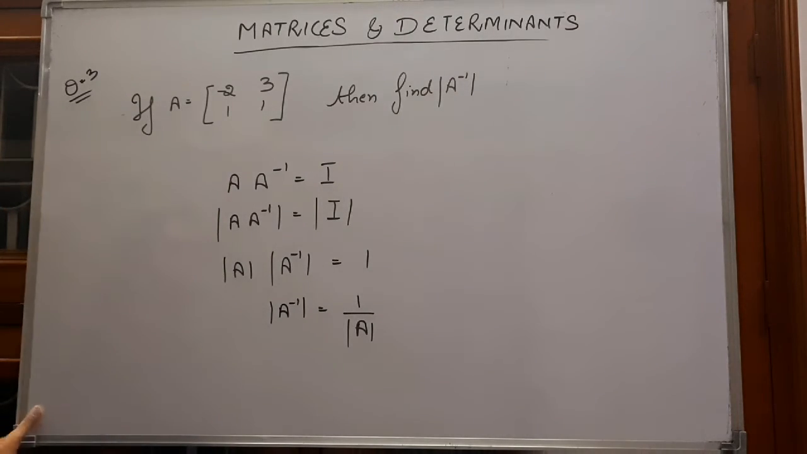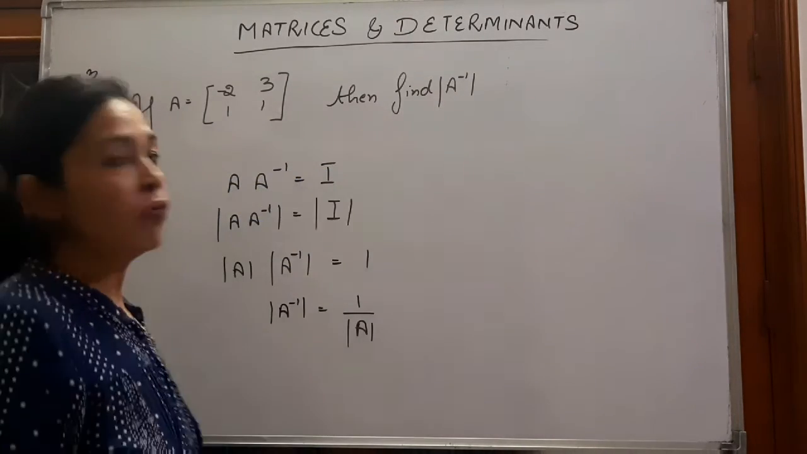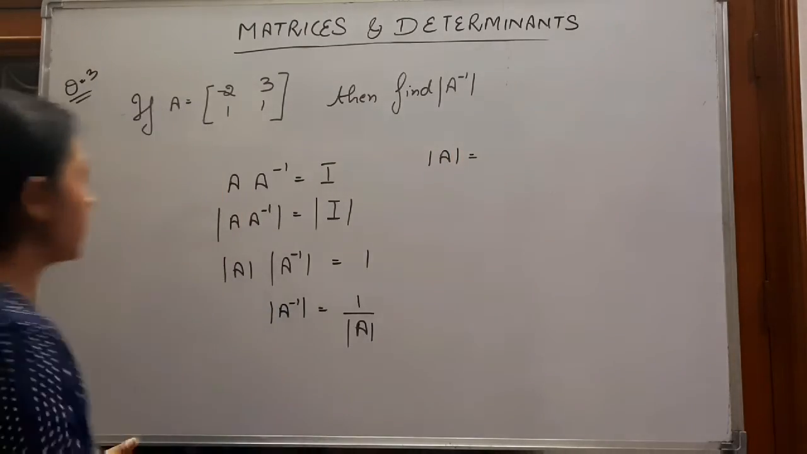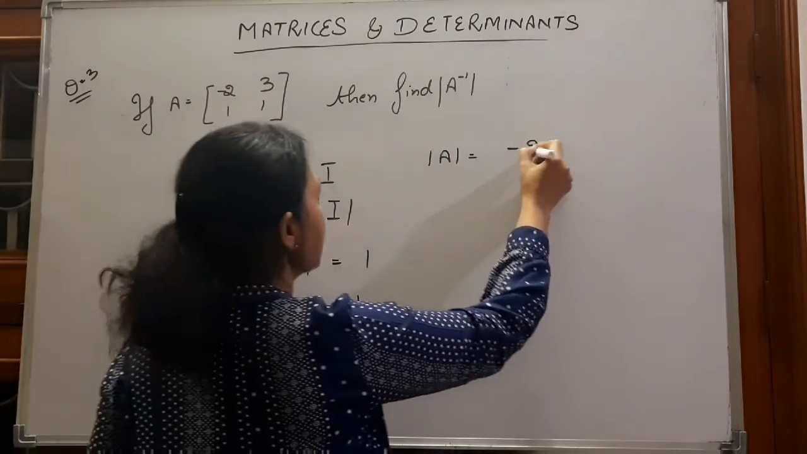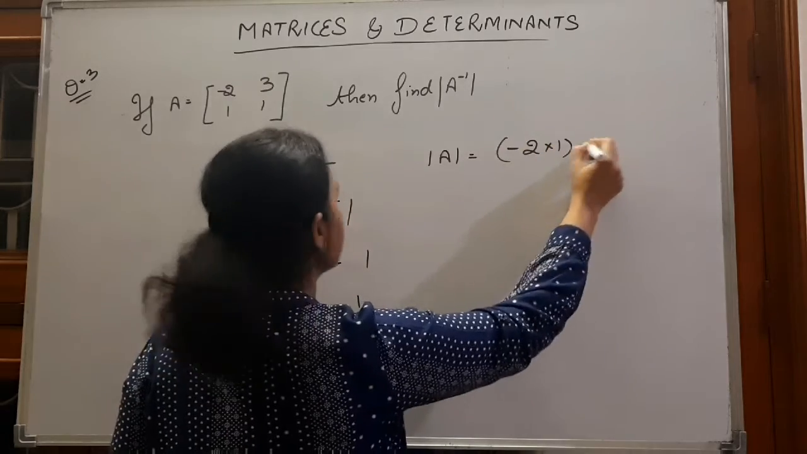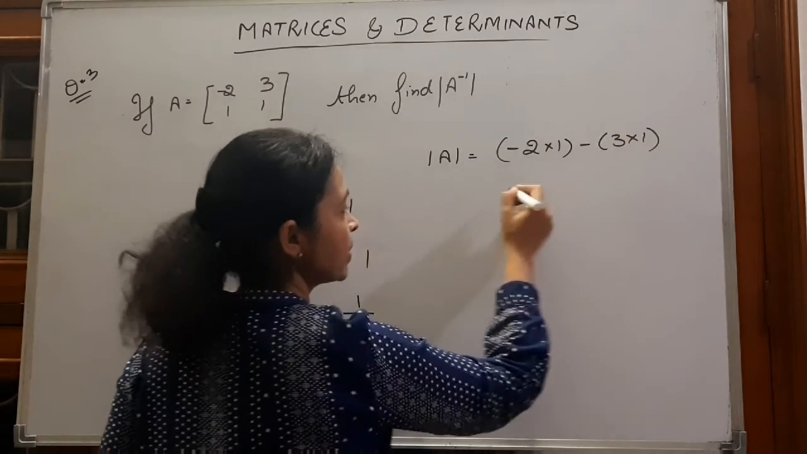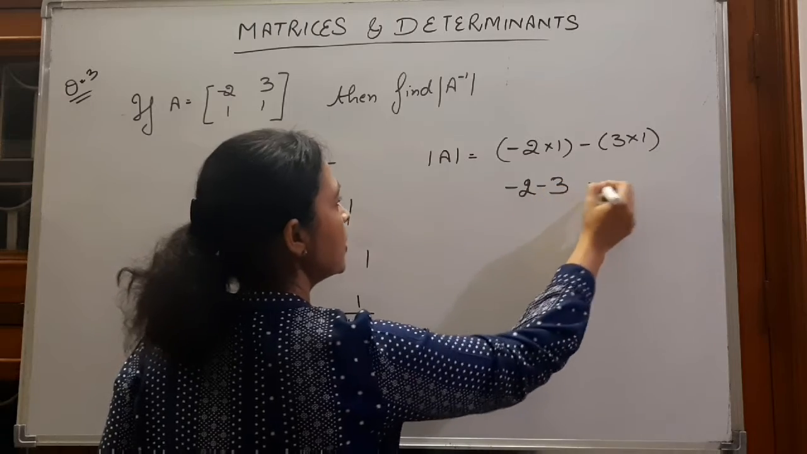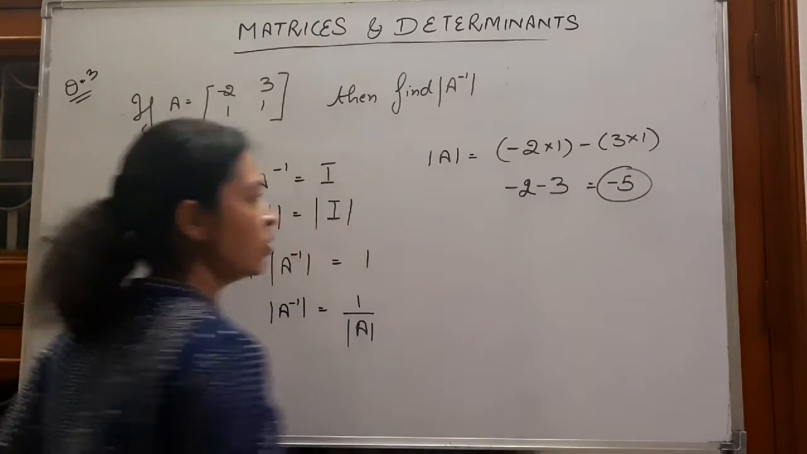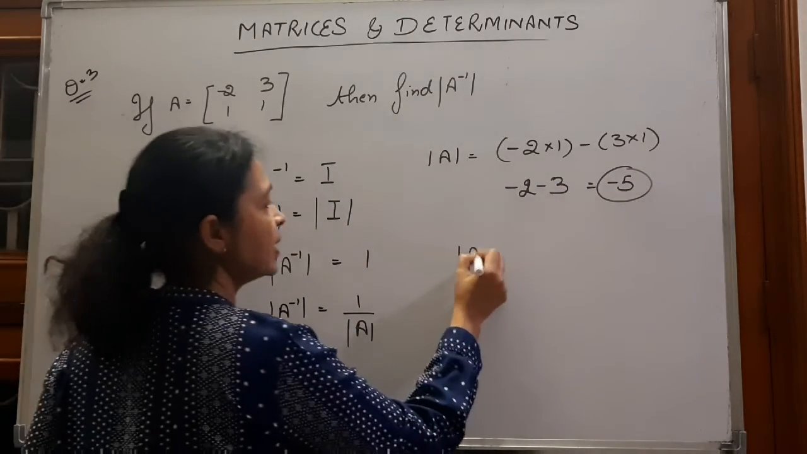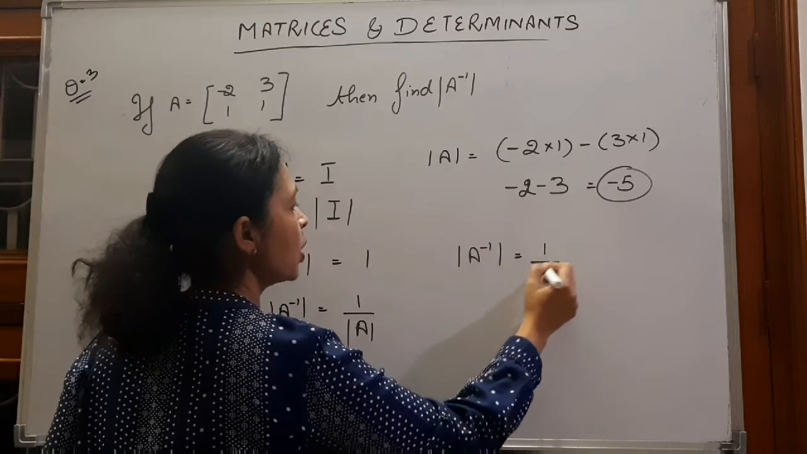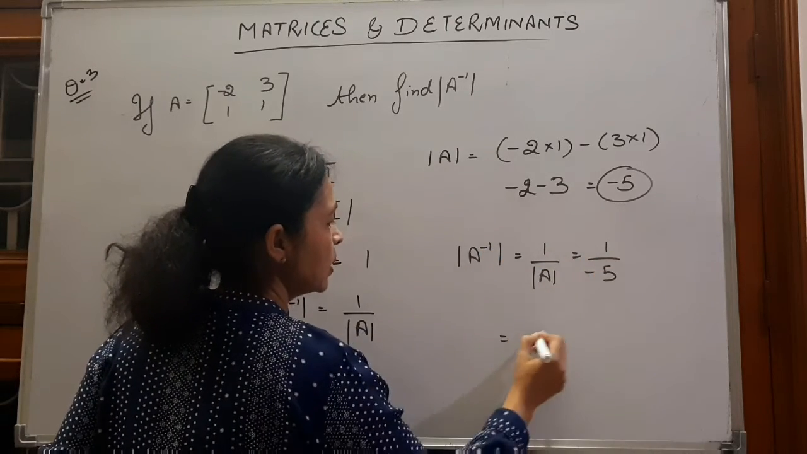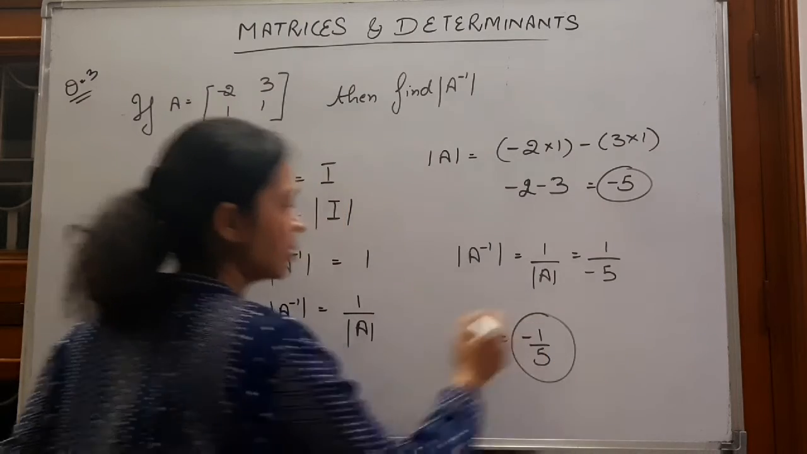Now, as per our question, we need the determinant of A inverse. Let's first find out the determinant of A. We will get minus 2 into 1, minus 3 into 1, that is minus 1, and minus 2 and minus 3, minus 5 is the determinant of A. So what will be the determinant of A inverse? 1 upon determinant of A, that is 1 upon minus 5, minus 1 by 5 is our answer.